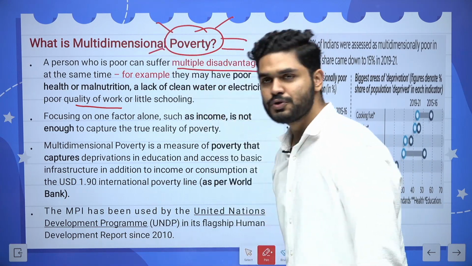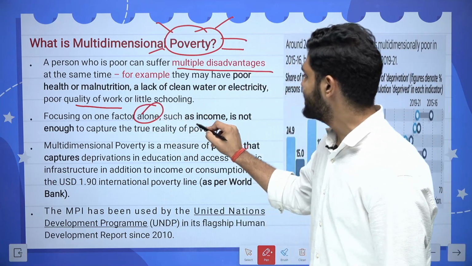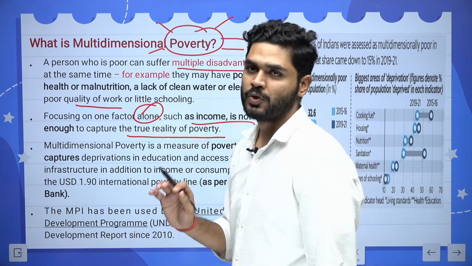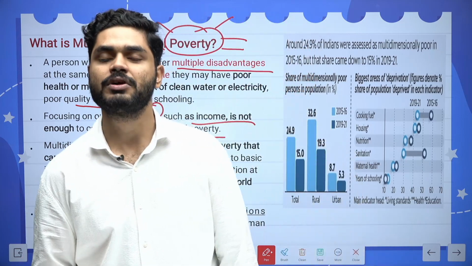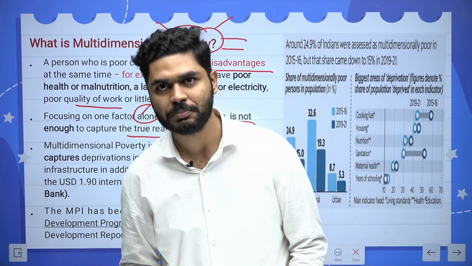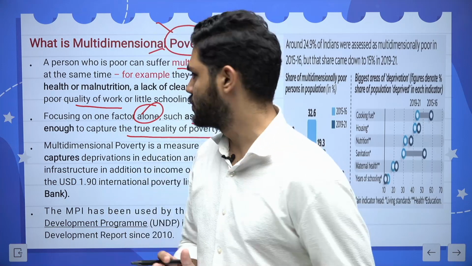Okay, so focusing on one thing, focusing on one factor alone, such as income, is not enough to capture the true reality of poverty. Why is this not enough? Because there are other things also which are hampering the holistic development of that particular individual and the holistic development of the society as well.